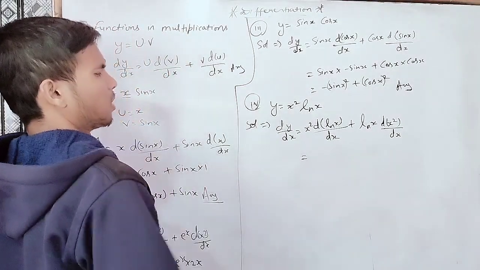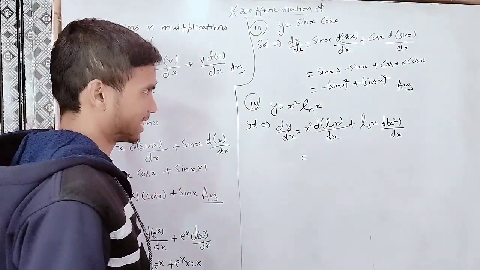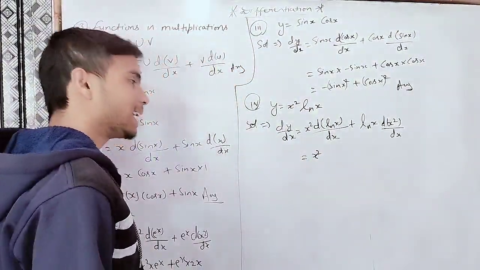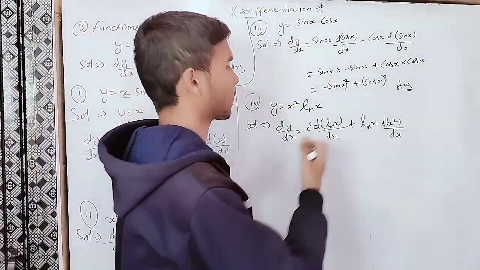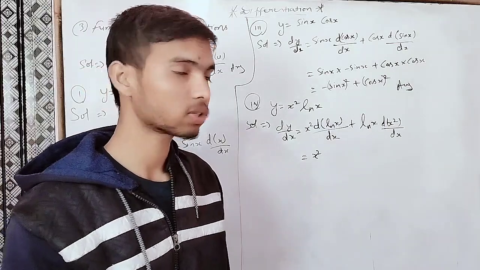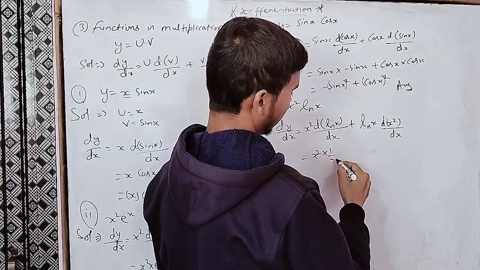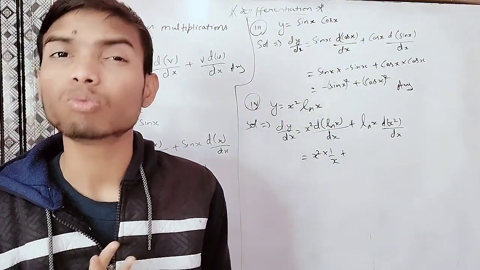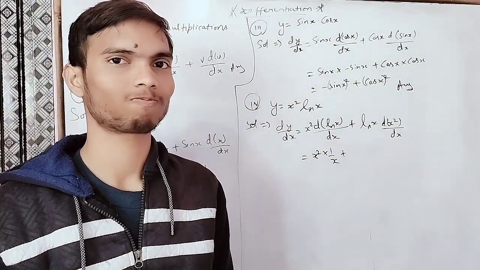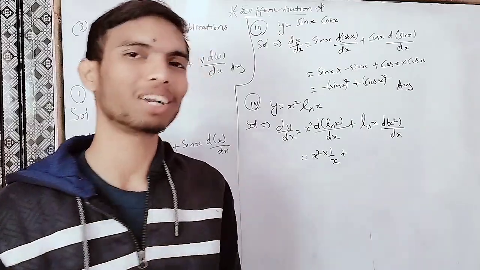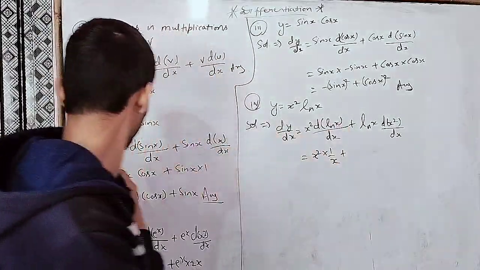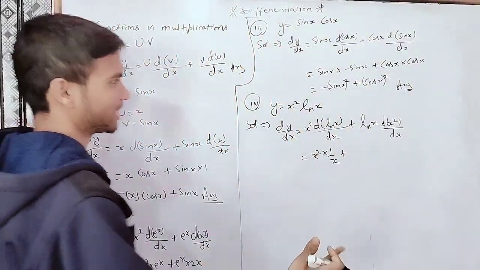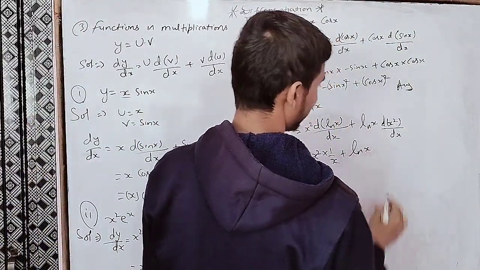x square will not be changed. Can't be changed. It would be written as it. Ln x, 1 by x. Can we write it as 1 by x? No, because it is not in the form of a differentiation. That's it. So I have decided to write it as it.